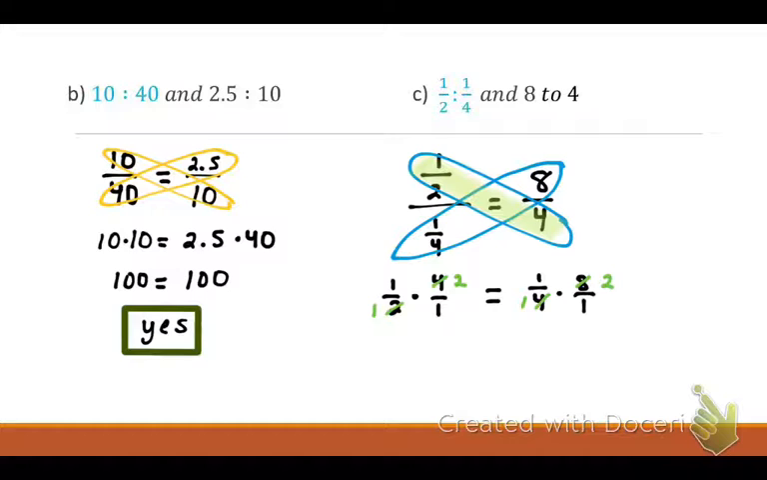Maddie, when you multiply this out on the left side, what do you get? 2 over 1. Okay, 2 over 1, which just means 2 divided by 1, which is 2, so I'll leave it as a 2. And Halen, what do you get on the right side? 2 also. Boys, does 2 equal 2? Yes. So the answer is yes, these do form a proportion.